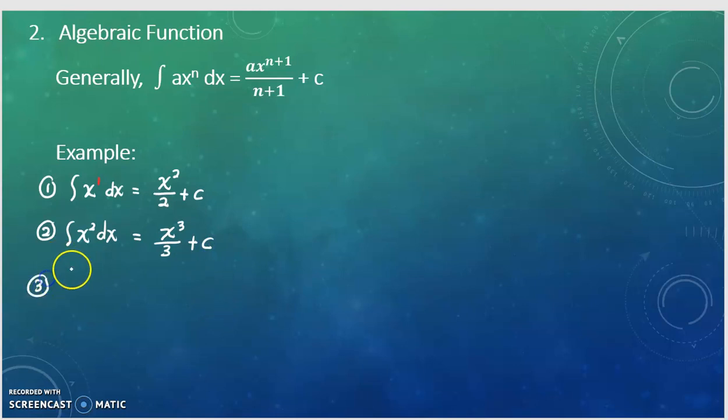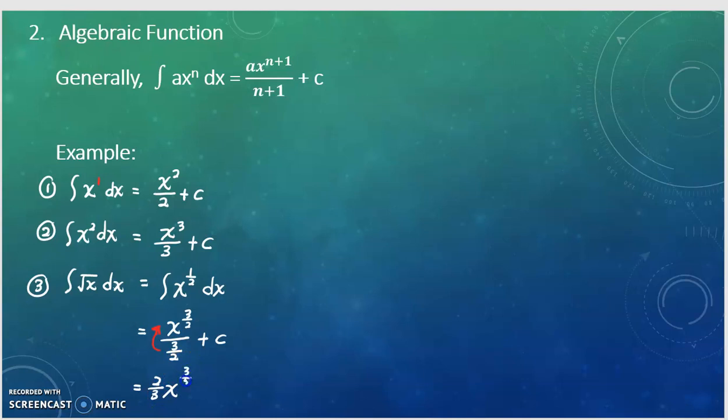Next, I change to square root of x. Since this is not a constant, I change the square root to x to the power of 1 over 2. The index will again be raised by 1. You can use your calculator: 1 over 2, although it's a fraction, we also add 1, and 1 over 2 plus 1 is 3 over 2. Don't forget to divide by 3 over 2, plus c. If I bring this to the numerator, it becomes 2 over 3 x to the power of 3 over 2 plus c.